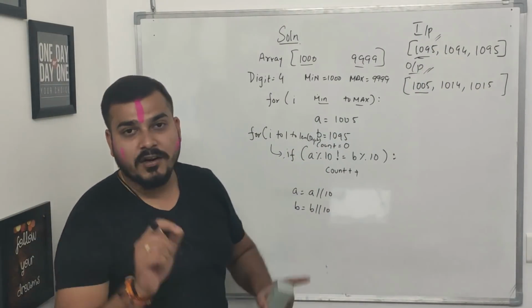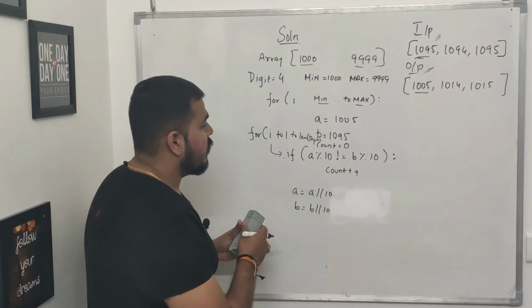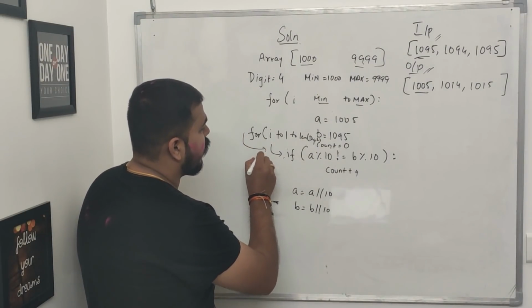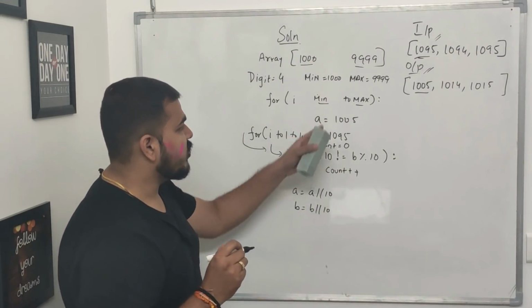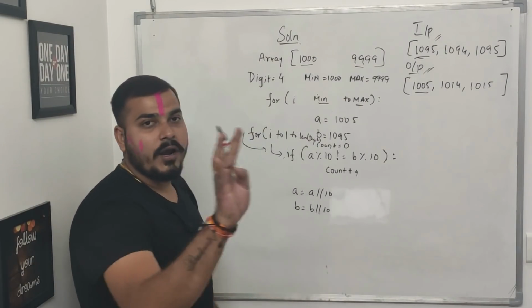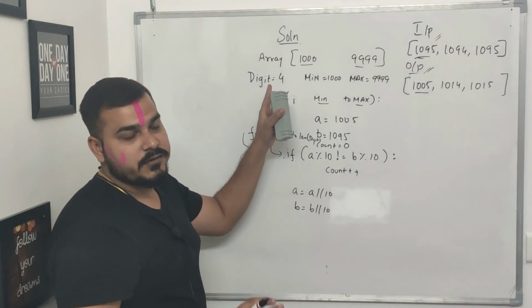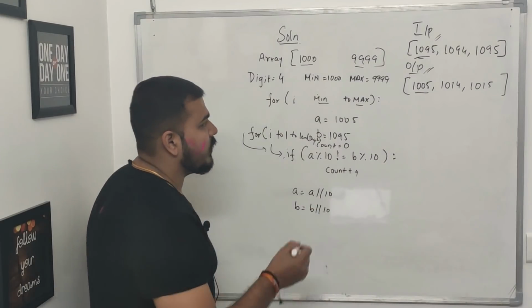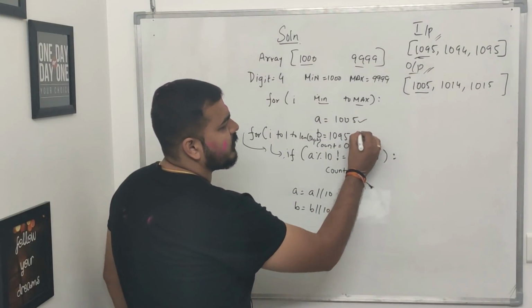So for that I have to find out the specific value over here. So what I'm going to do, I'm going to run the for loop on top of this, after initializing, and this will be running for 4 iterations, right? Digit is 4. Now here let me take an example. So the first case is 1005, 1095.